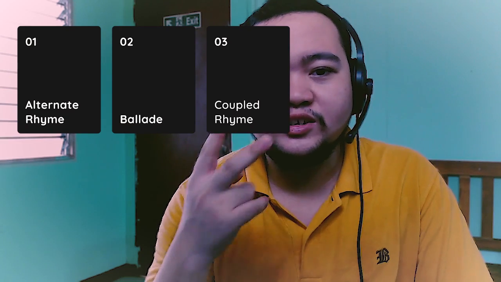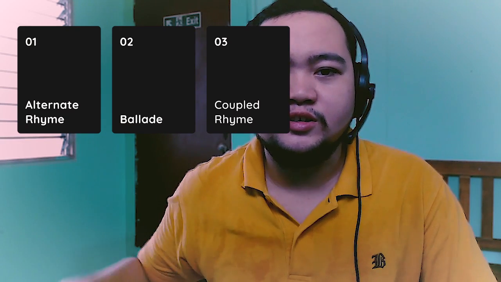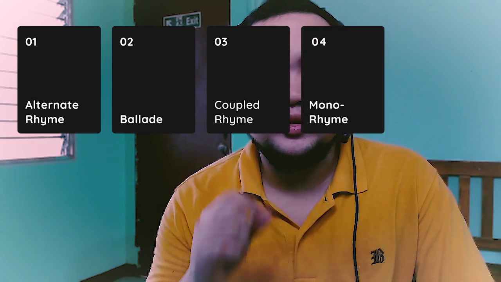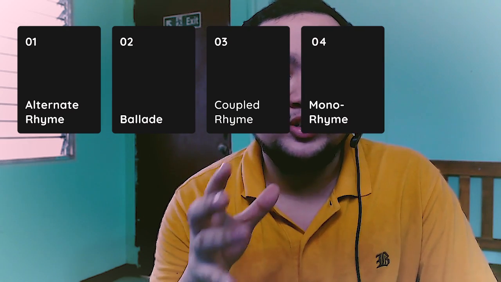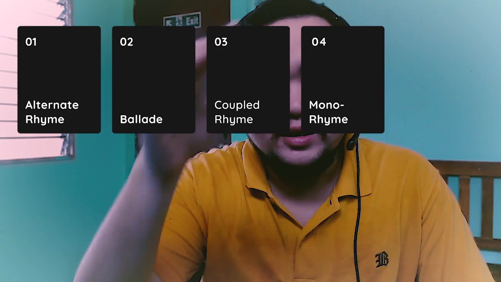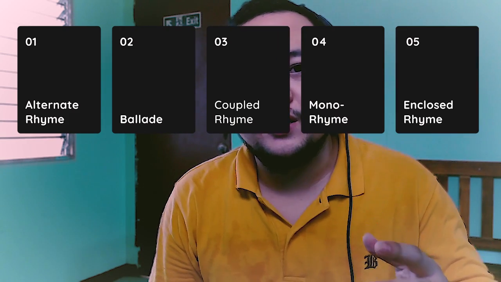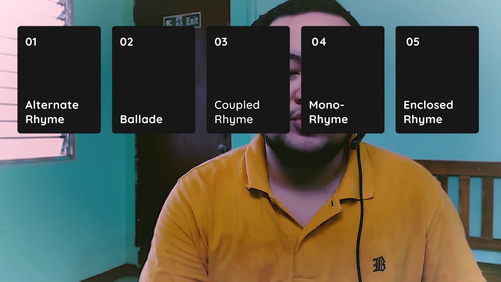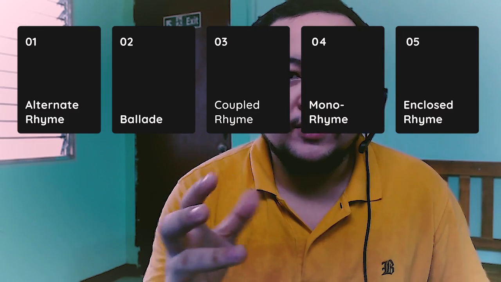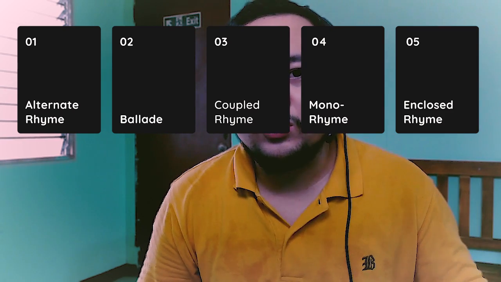First, the couplet rhyme. It is a two-line stanza that follows the AA, BB, and CC rhyme. Next is the monorhyme, in which all the lines in the stanza or the poem end with the same sound. It has an AAAA pattern. Another pattern would be ABBA, which is called the enclosed rhyme. So the first and fourth lines rhyme, while the second and third lines rhyme.